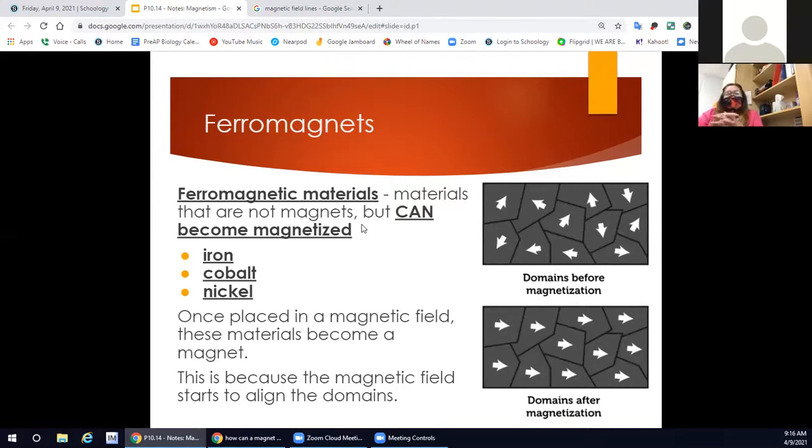I don't remember in the video, did he show you materials that were magnetic and were not? In the Bill Nye video, yes. Okay, in the Bill Nye video, yes, but not in Wilson's video.